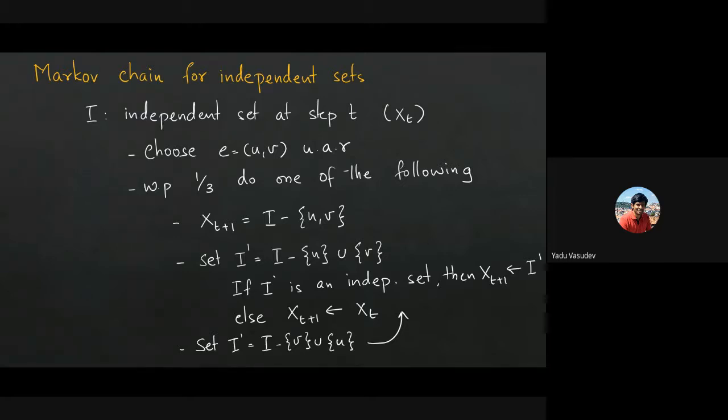Okay. For instance, in the second step, it is possible that u is not in the independent set and v is in the independent set, in which case I minus u union v is the same as I itself. That also can happen. So I minus u just means that if u is there, remove it. Otherwise, it's just a set difference. Okay. Is the Markov chain clear? Any questions regarding the Markov chain?